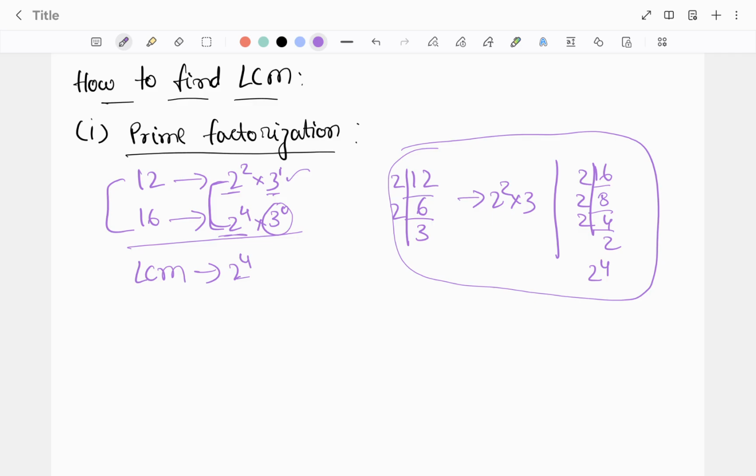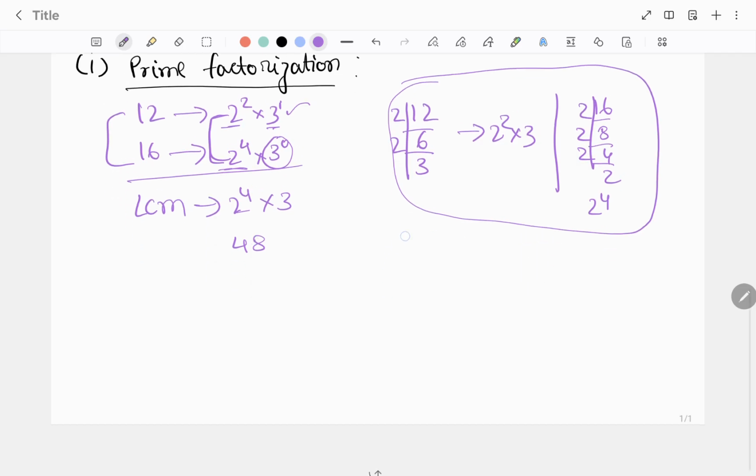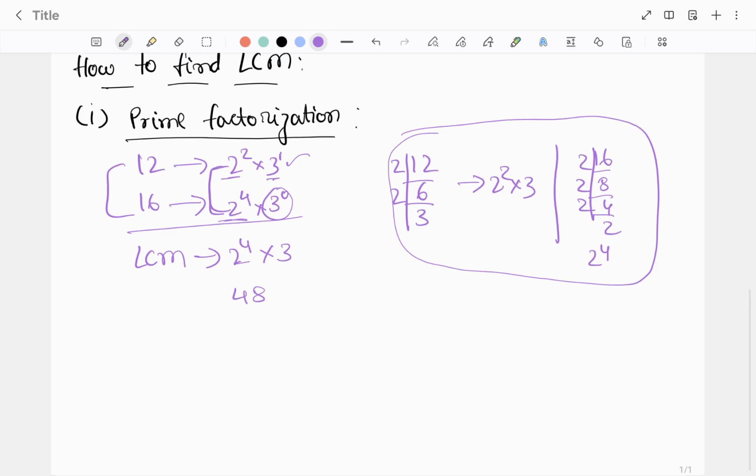Suppose 5 is given. 5 means 5 power 1. Next, is 3 power 1 bigger or 3 power 0 bigger? So 3 power 1 is bigger. So 16 into 3, 48 is our LCM. 48 is our LCM. Suppose another example.